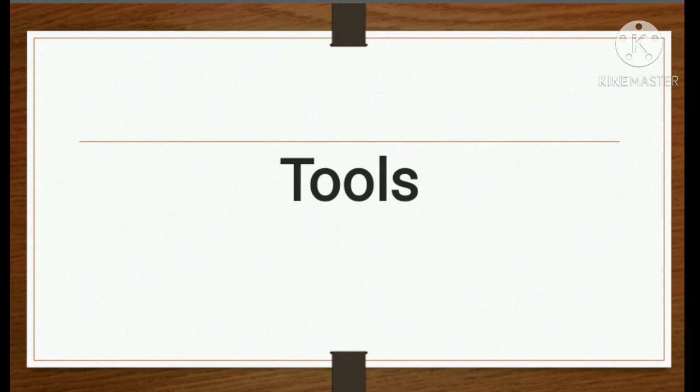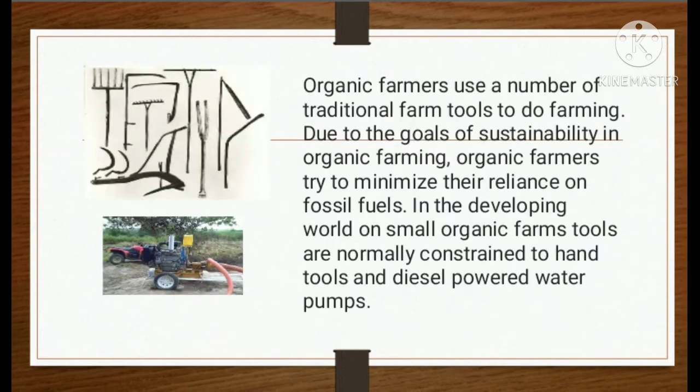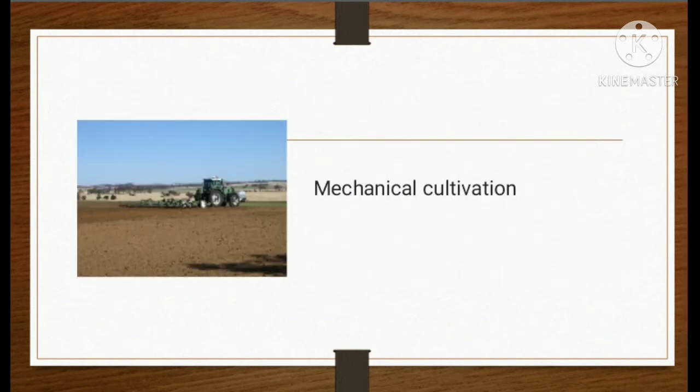So here are the tools used in organic farming. Organic farmers use a number of traditional farm tools to do farming. Due to the goals of sustainability in organic farming, organic farmers try to minimize the reliance on fossil fuels. In the developing world, small organic farm tools are normally constrained to hand tools and diesel-powered water pumps. And of course, with the technological advancements, organic farmers also adapted the use of mechanical cultivation.